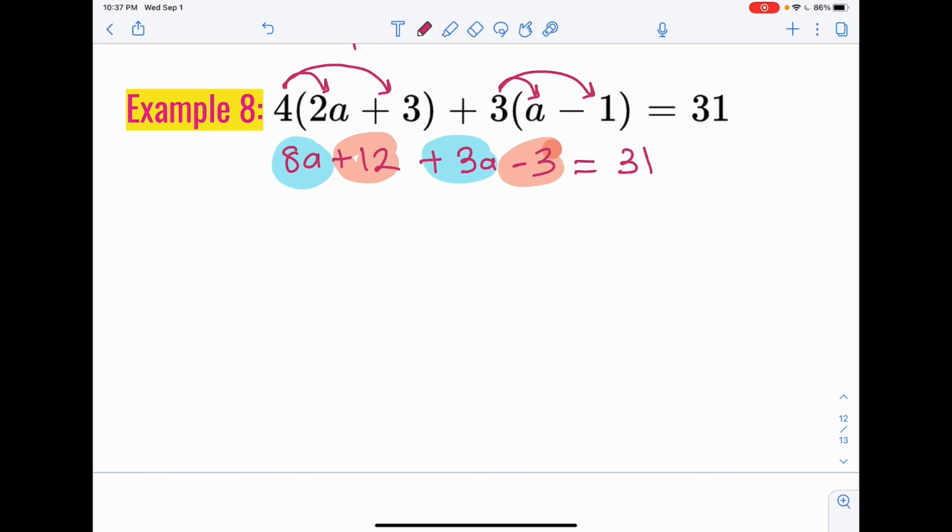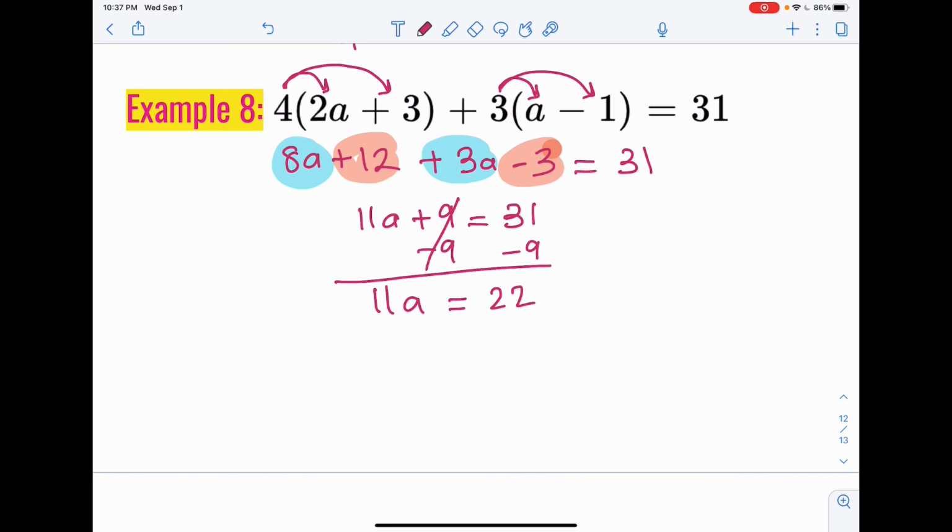Okay, let's combine the variable terms first. 3a plus 8a will be 11a, and then 12 plus negative 3 will be 9, and then 31 on the other side again. We have a two-step equation again. Let's go ahead and solve this two-step equation by subtracting the constant from both sides, and then 11a is 31 minus 9, which will be 22, and then we have now coefficient 11. To isolate a, we're going to do the inverse operation again. Let's divide both sides of the equation by 11, and then a will be 2.